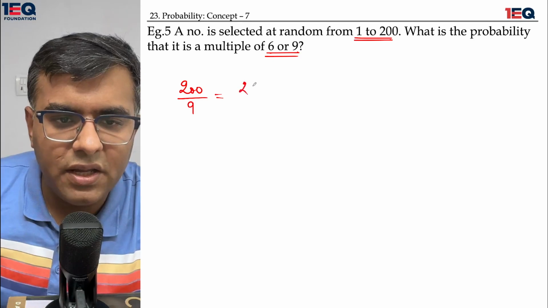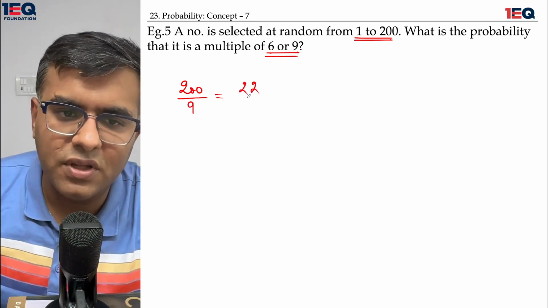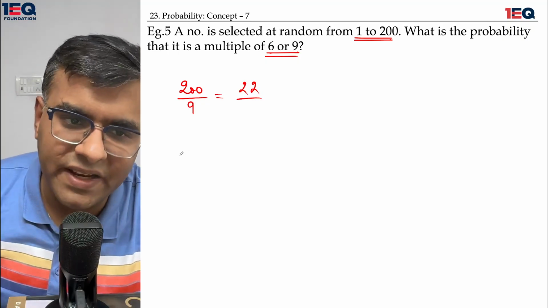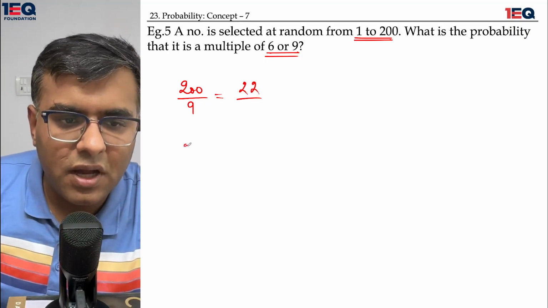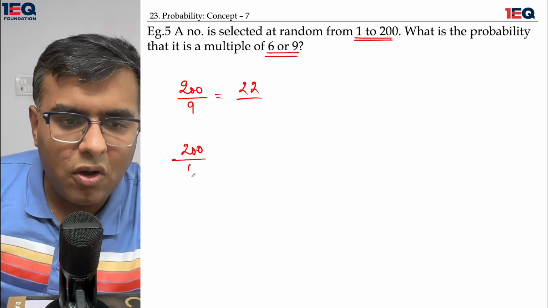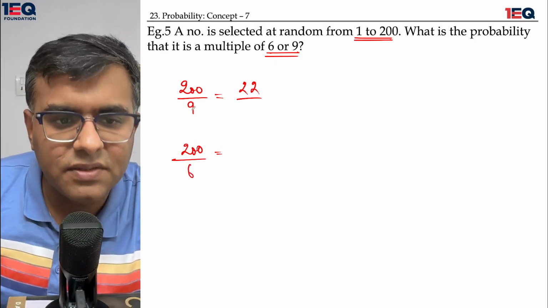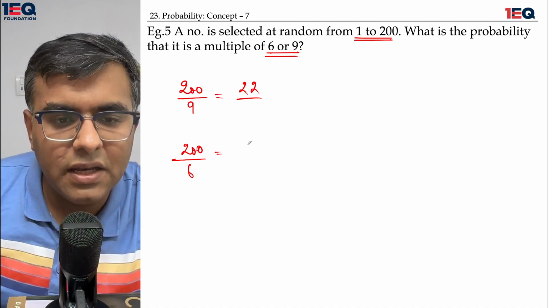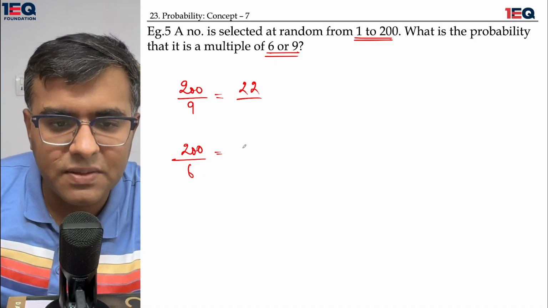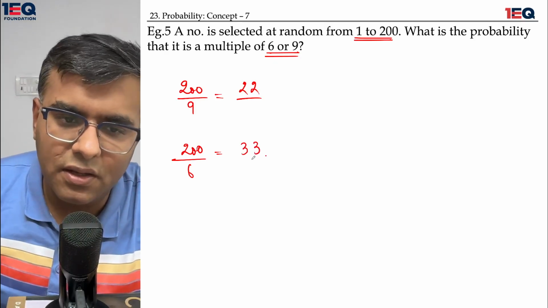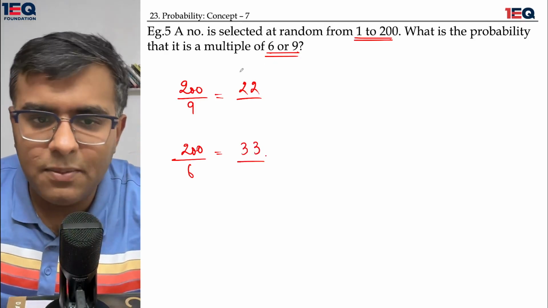9 twos are 18 and 9 twos are 18. So there are 22 numbers which are below 200 which are divisible by 9. Further, I'll have to check the same for 6. So for 6, 6 threes are 18 and 6 threes are 18. These are the two quotients which I'm talking about.